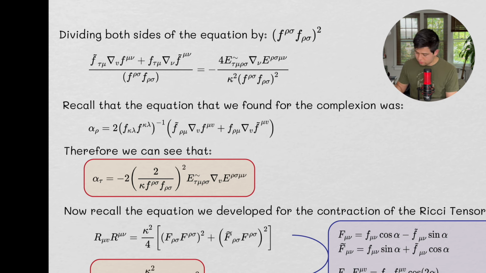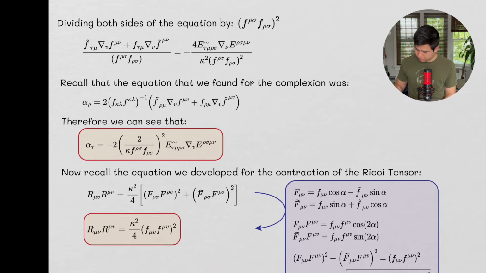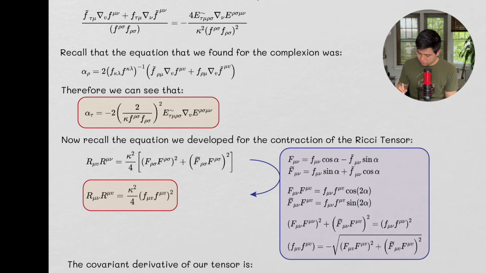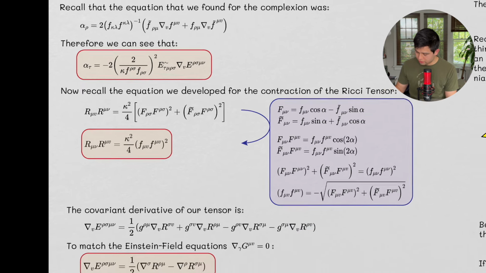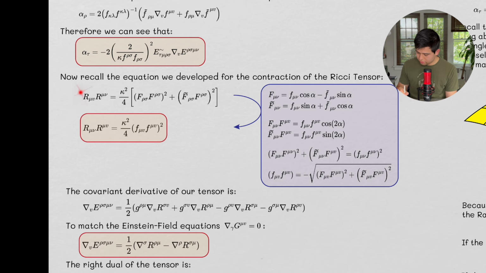So we have now this here. Recall that the equation we found for the complexion was this. So we can now start plugging things in. So alpha of t, or tau, this is again the gradient of our complexion. We get this. Now we recall the equation we developed from the contraction of the Ricci tensor. This was the equation that we got from contraction of the Ricci tensor.